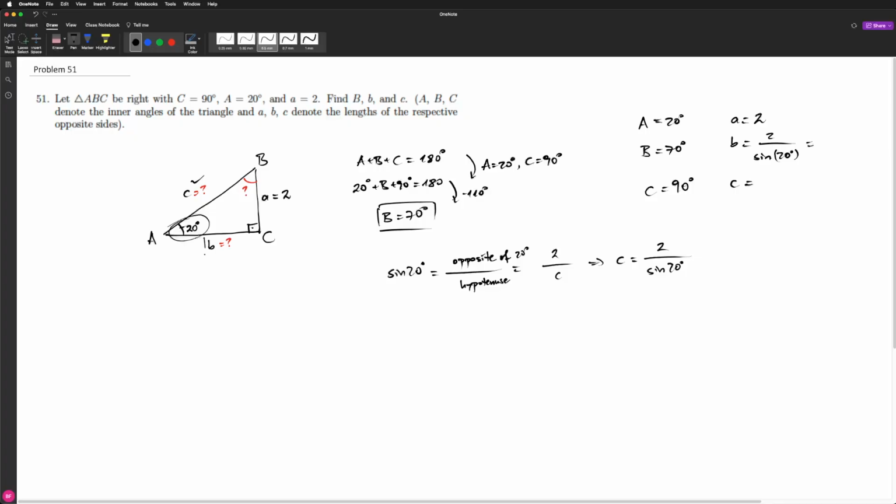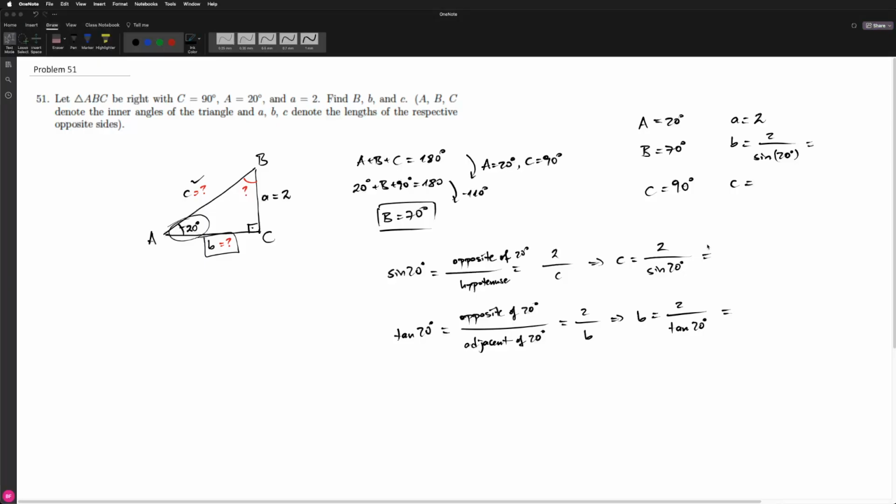So how about B? We can use the same 20 degrees. So opposite over adjacent would be the tangent. Opposite of that 20 degrees divided by adjacent of that 20 degrees, and that would be 2 over B. Therefore, B is going to be, multiply both sides by B, divide by tangent 20, and you get 2 over tangent 20. Calculator.